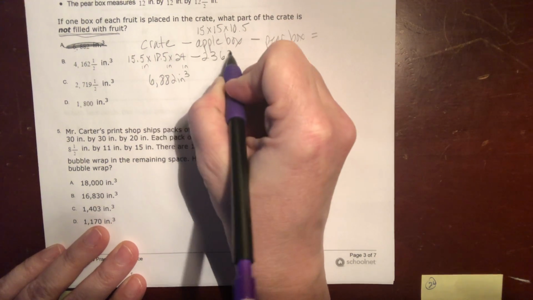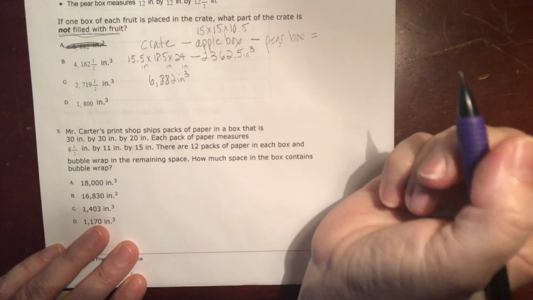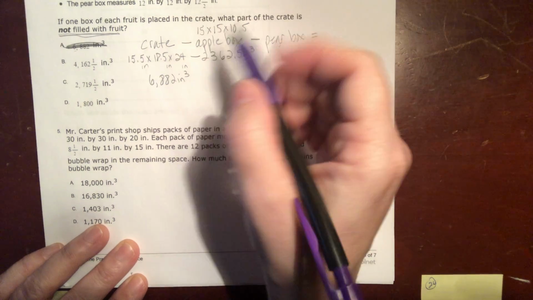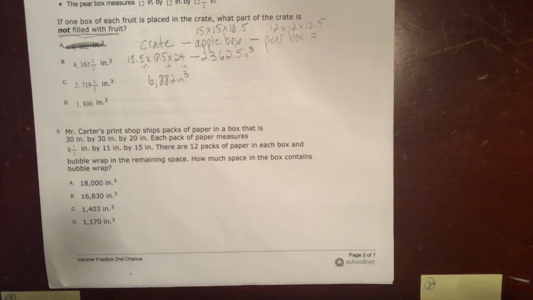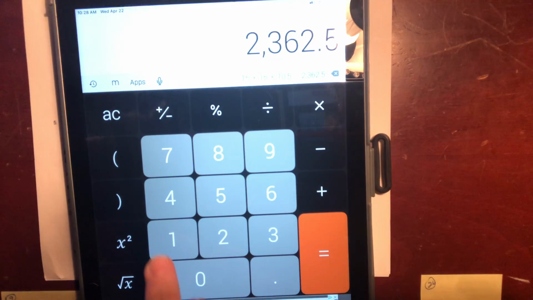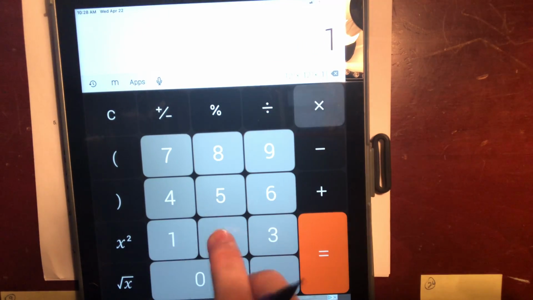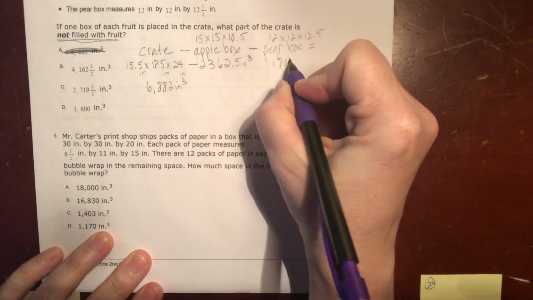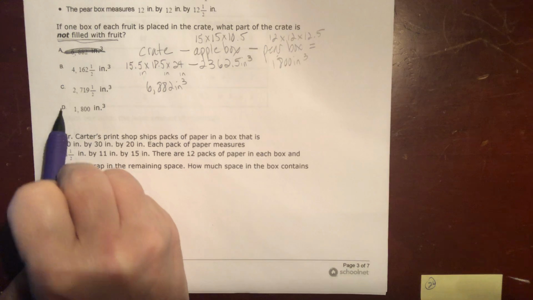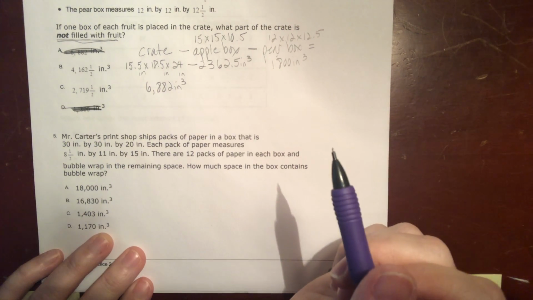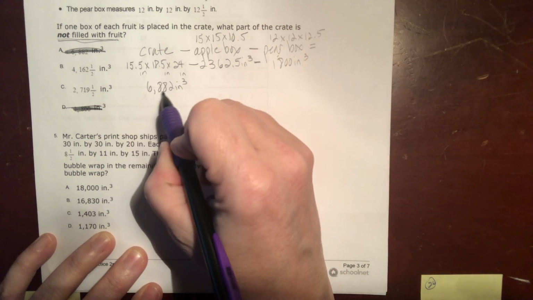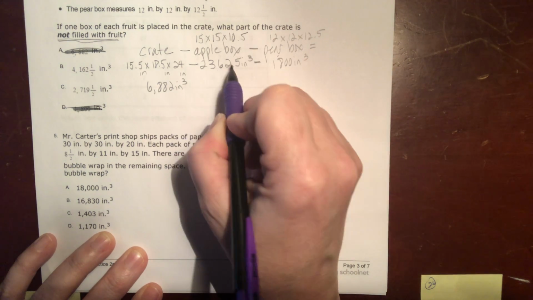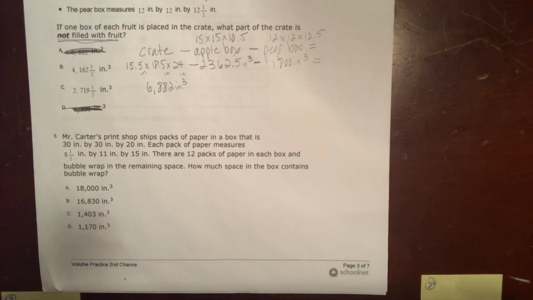Minus 2362.5 inches cubed. And then the pear box is 12 times 12 times 12.5, which is 1,800. And I'd like to also point out that 1,800 is one of the answers, but that's not the final answer, right? All right, so we need to do 6,882 minus 2,362 minus 1,800, and that should give us our answer.